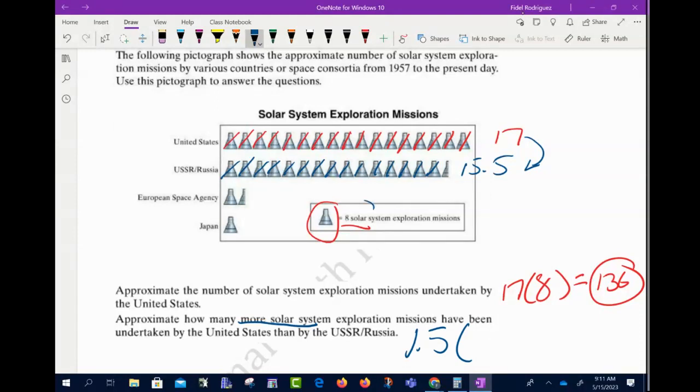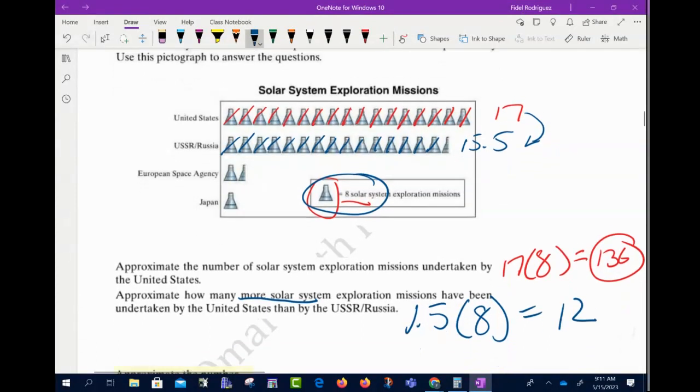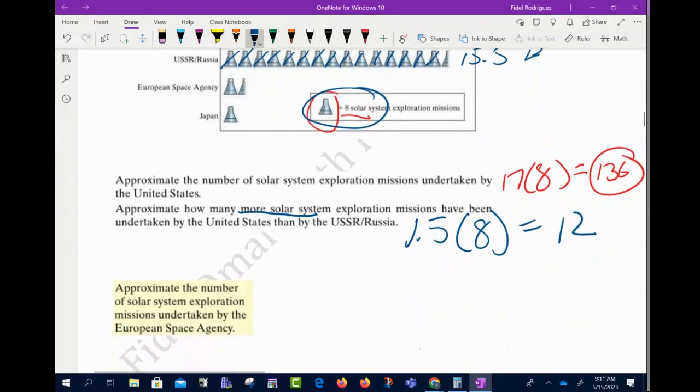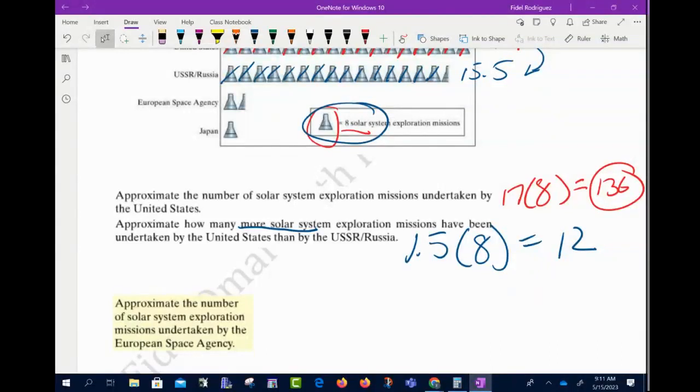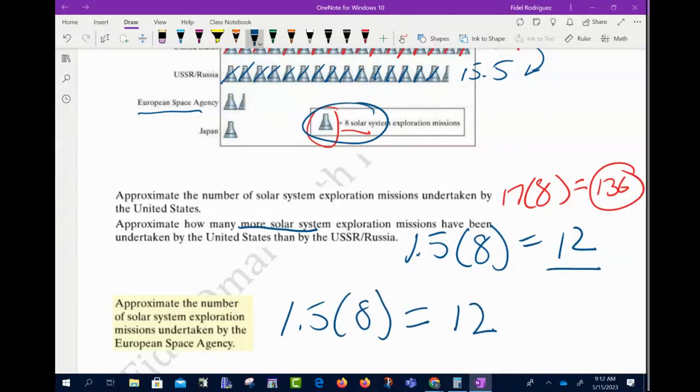We're going to take 1.5 times how much? Times 8, right? And that should give us 12. Good. Okay, what about the European Space Agency? How many spaceships did they have? 1.5. So again, we're going to take 1.5 times 8, which is still going to be 12, right?